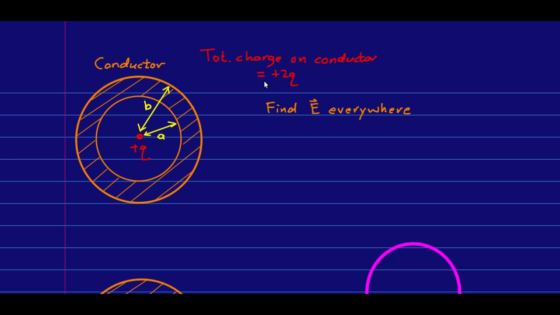Let's do a slightly more complicated example. So here is a charge inside a hollow conducting sphere, and the sphere has an inner radius of A and an outer radius of B, and there's a total charge on the conducting sphere of plus 2q. This should remind you of something from an earlier video lecture, and we're going to find the E field everywhere.